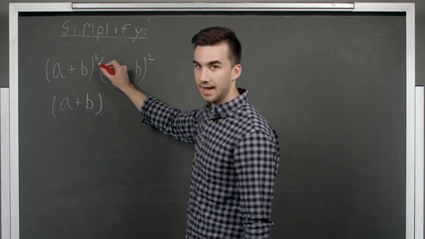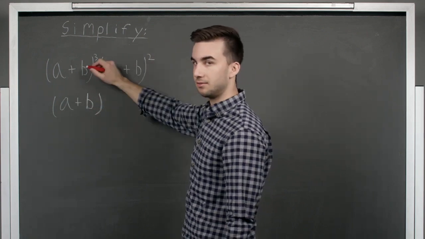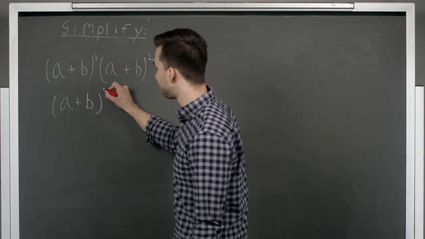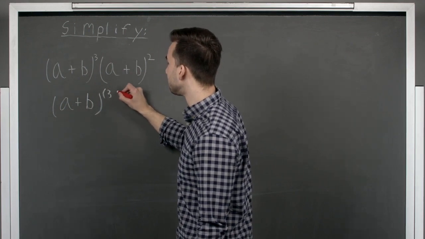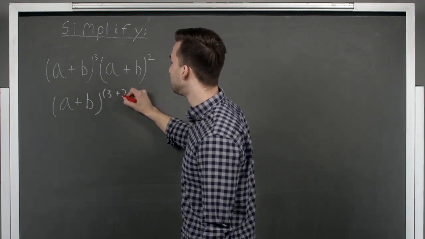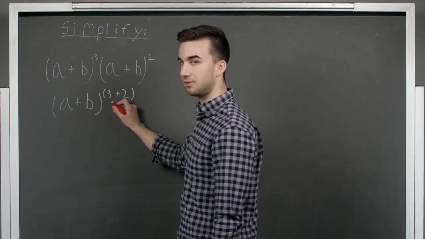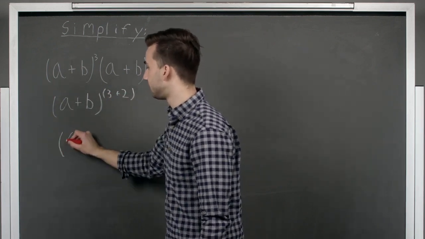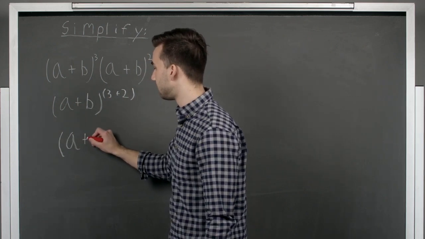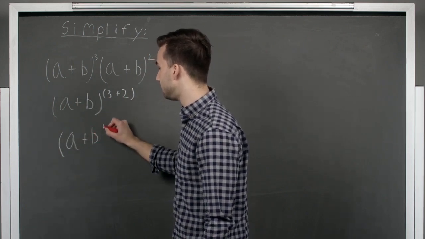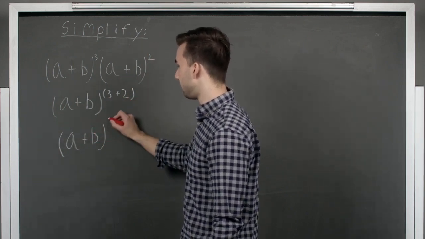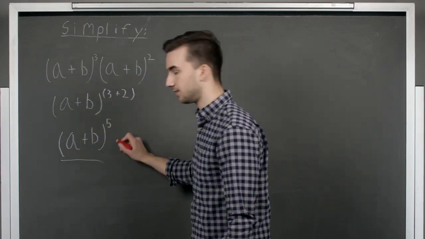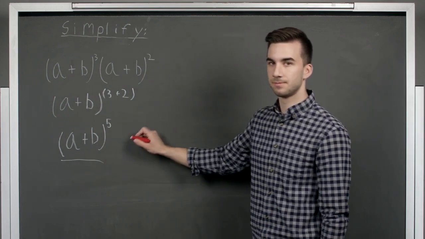And we're just going to add the exponents like we would do for multiplying a normal variable. 3 plus 2. Simplify that. Finish this. Bring it down. (a + b) to the power of 3 plus 2 is 5. And that's our solution for this example.